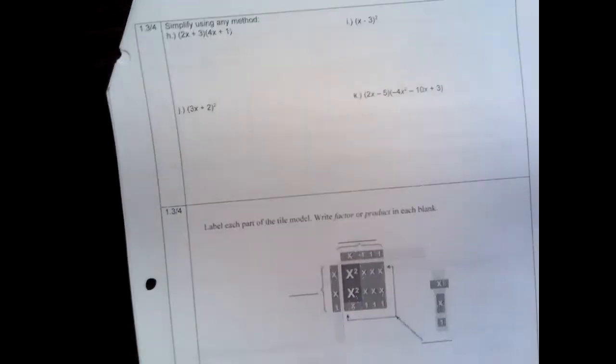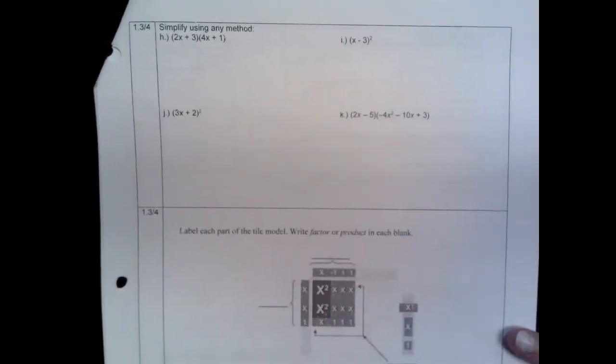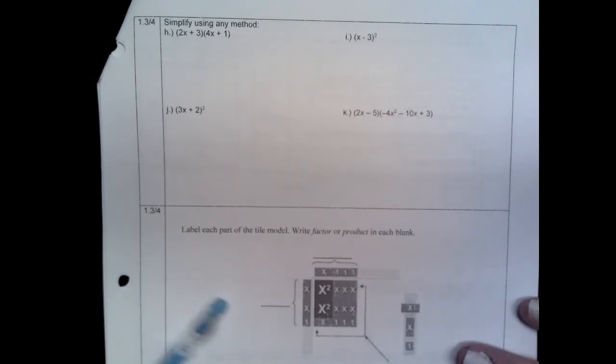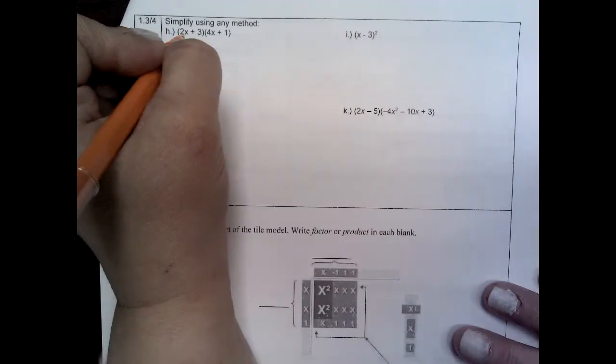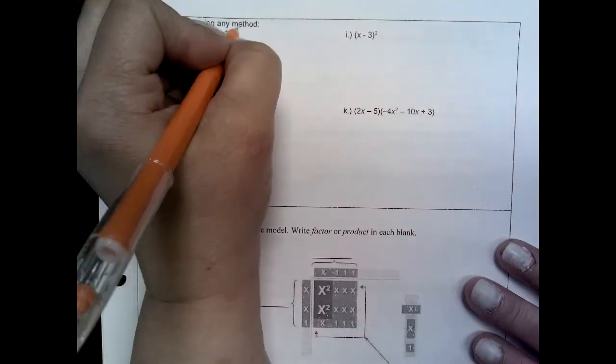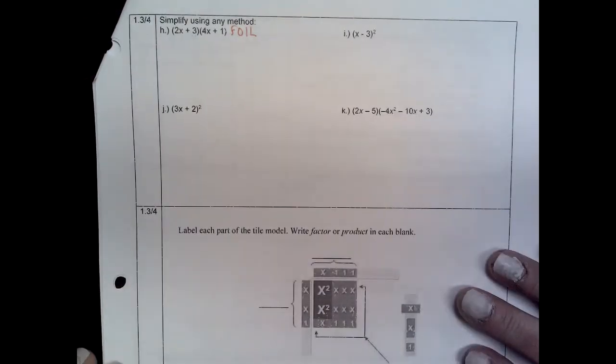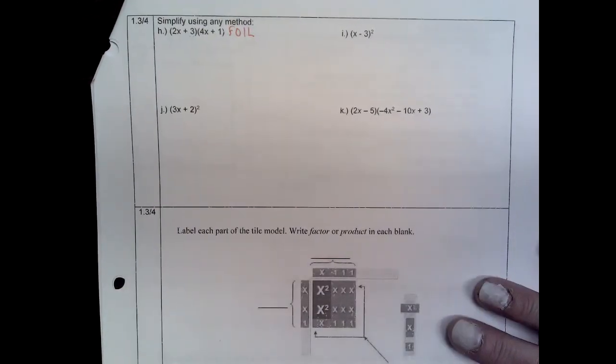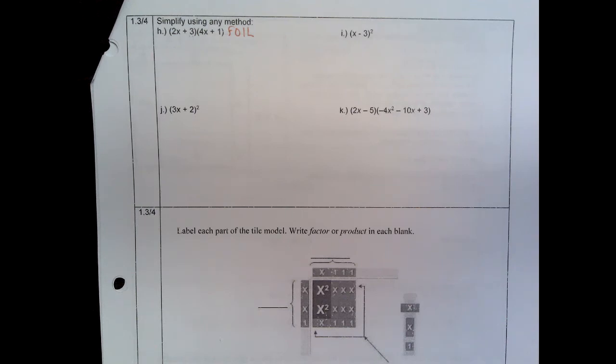Let's go on ahead. It says simplify using any method. So let's go on ahead and let's do that. Okay, so this first one, I see that it's a binomial. It's got 2 terms times a binomial, 2 terms. So I'm probably going to use the FOIL method. But I know some students that just really love to use the box method for everything. That's fine. That is okay.